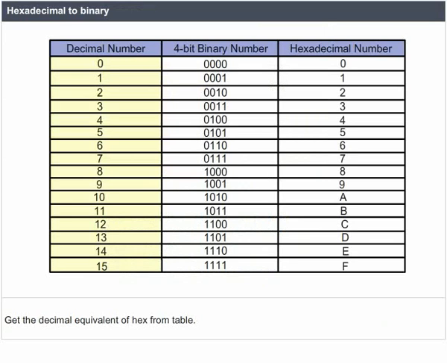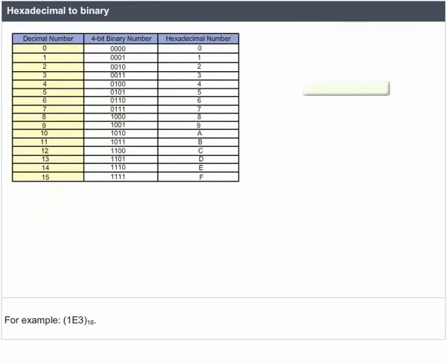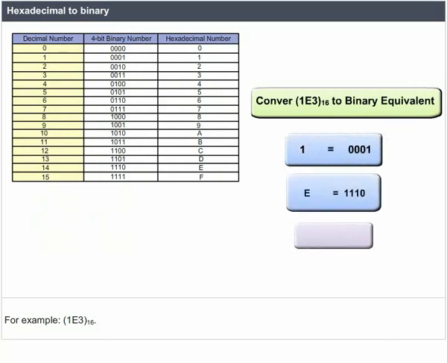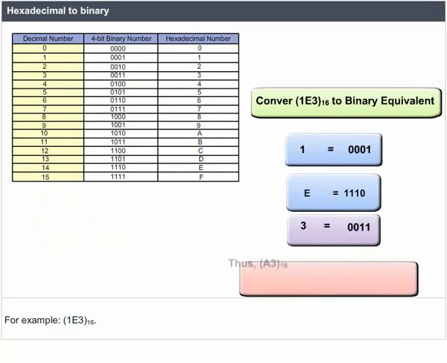Hexadecimal to binary. Get the binary equivalent from the table. For example, 1E3 to the base 16 equals 0001 1110 0011 to the base 2.